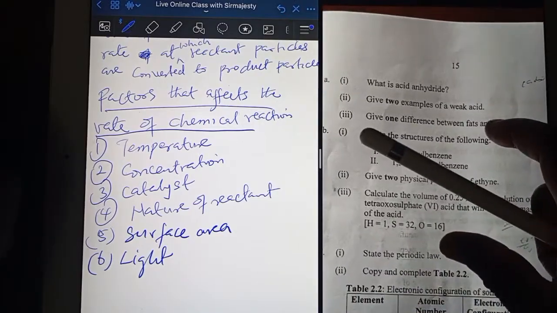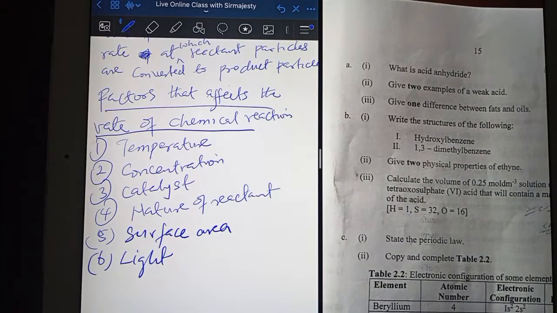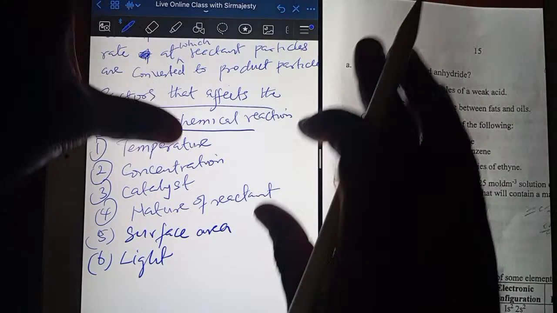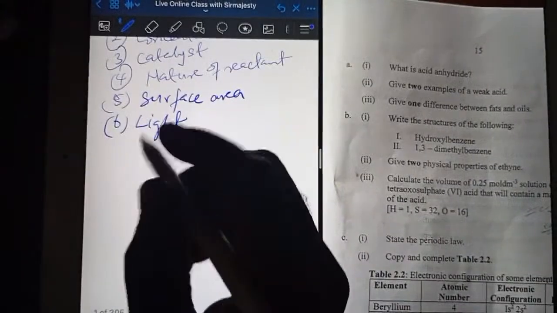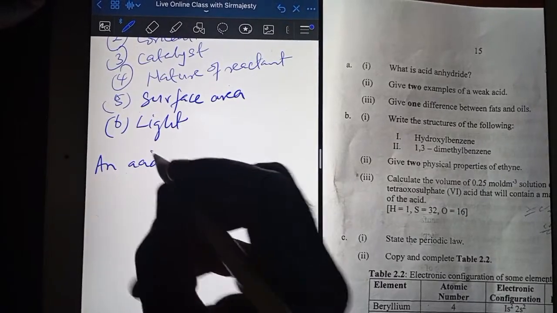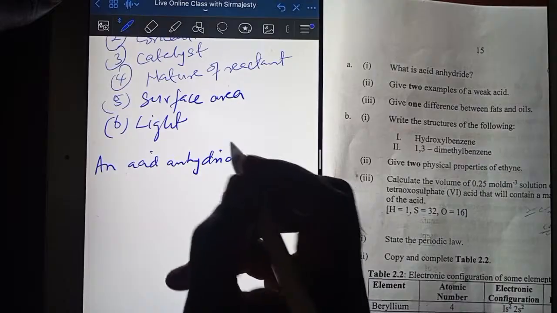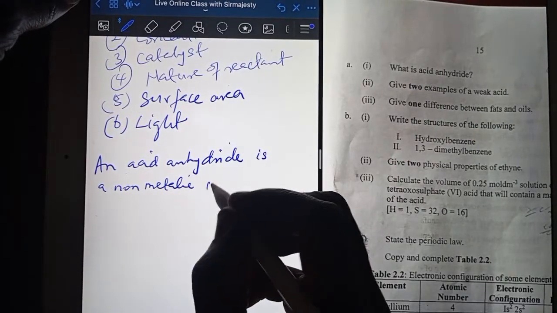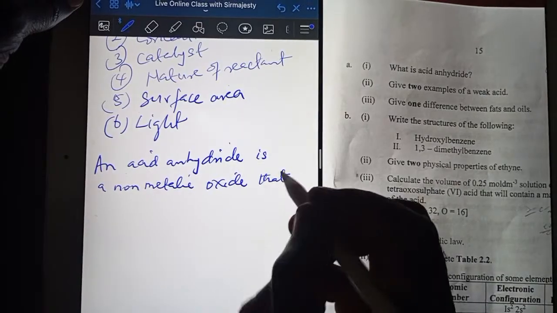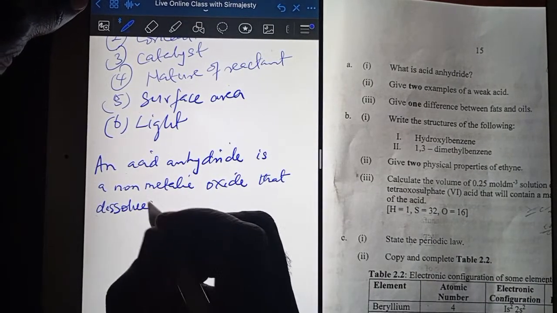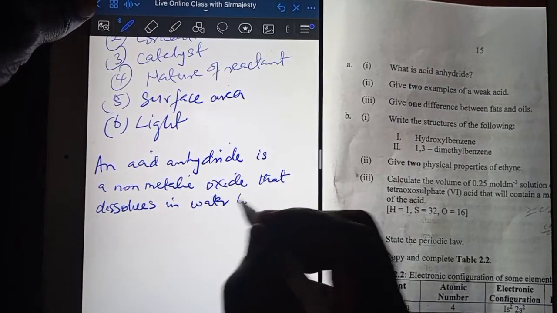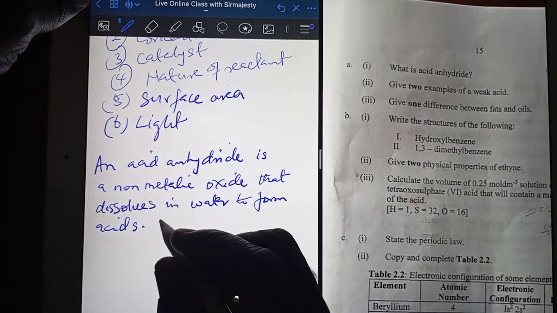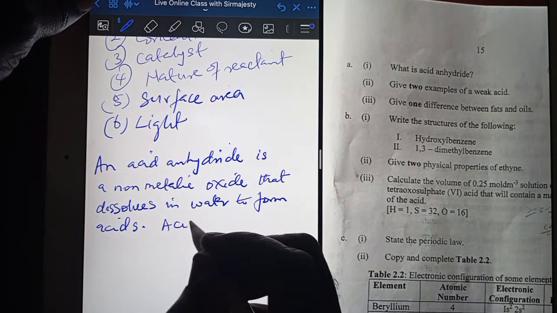The next one says, what is an acid anhydride? Literally, acid anhydride means acid without water. I talked about it on my live stream yesterday in the revision class. An acid anhydride is a non-metallic oxide that dissolves in water to form acid or acids. You can also say that acid anhydride means acid without water.